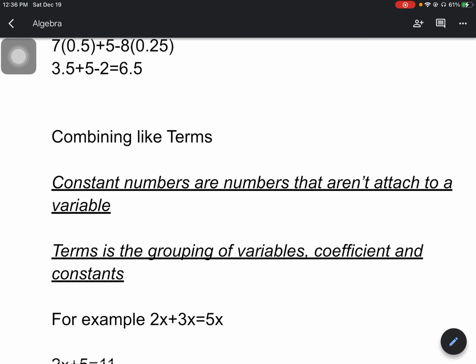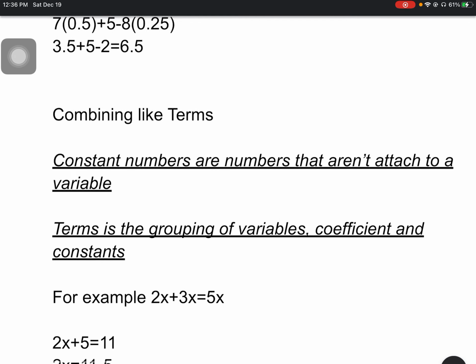Here's the example: 2x plus 3x equals 5x. Since 2x and 3x are like terms, we can combine them together. And this actually works. So if x is equal to 2, 2 times 2 is 4, plus 3 times 2, which is 6, and 6 plus 4 equals 10, which is equal to 5 times 2, which also equals 10. So 10 is equal to 10, which we know it works.